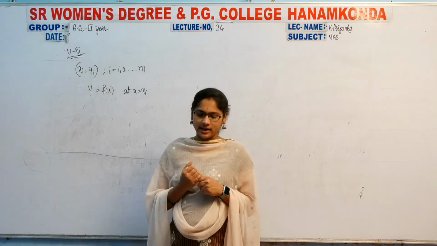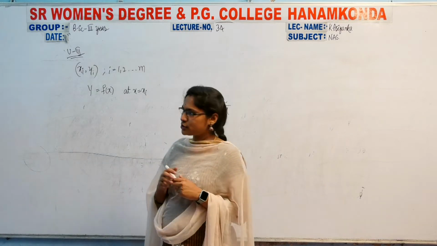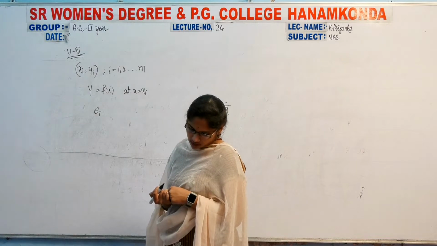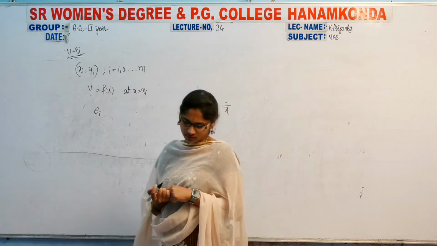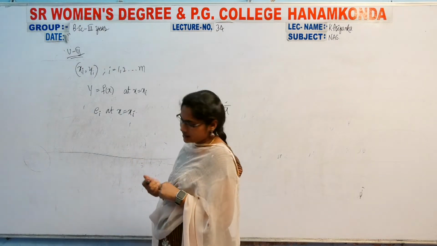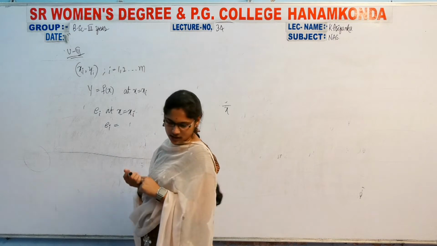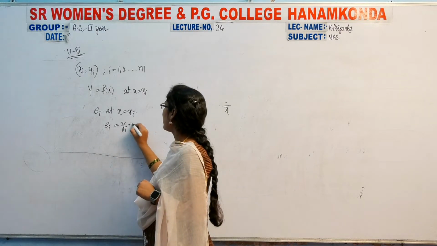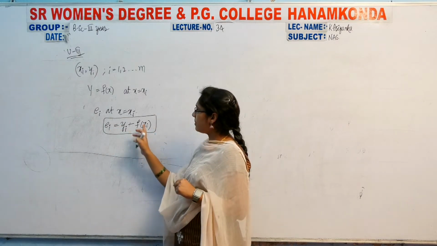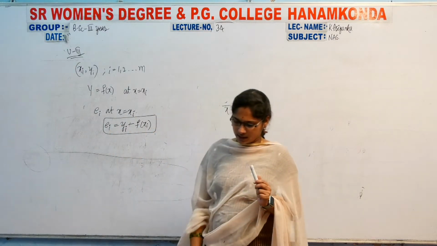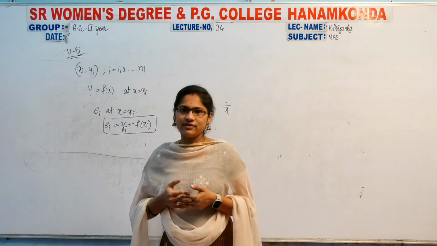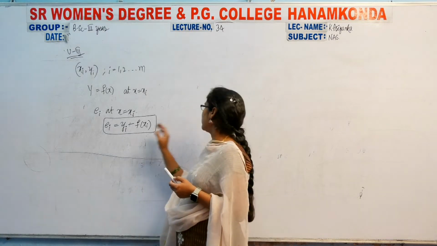Okay, next line. If small ei is the error of approximation at x equal to xi, then we have ei is equal to yi minus f of xi. So how we have to find the error? yi minus f of xi. So that is the value of ei.